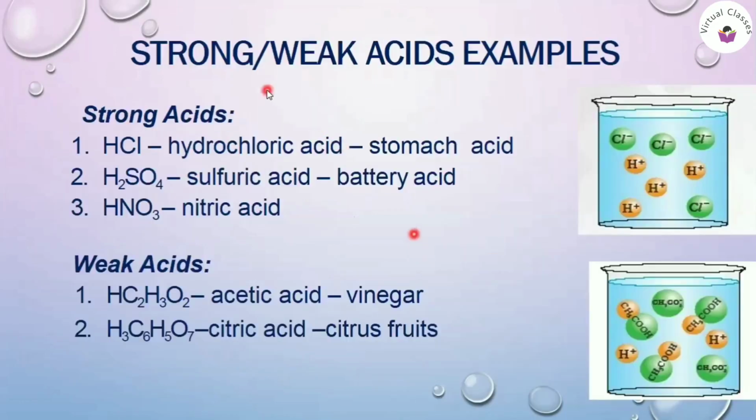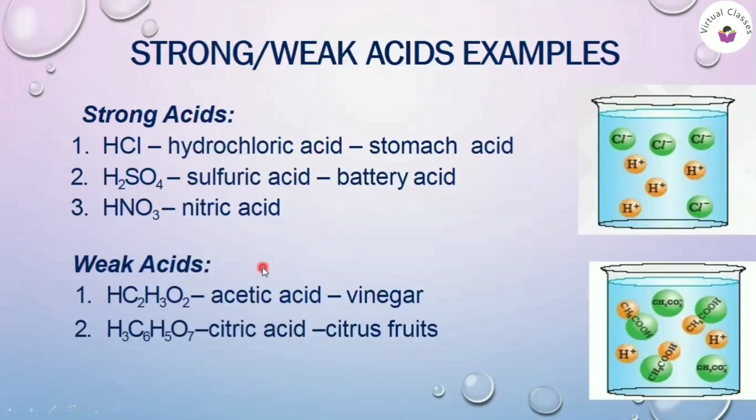Now here are some examples of strong and weak acids. Examples of strong acids are hydrochloric acid, which is generally found in the stomach, sulfuric acid, which is used in batteries, and nitric acid. As you can see here, all the ions of hydrochloric acid have separated apart.